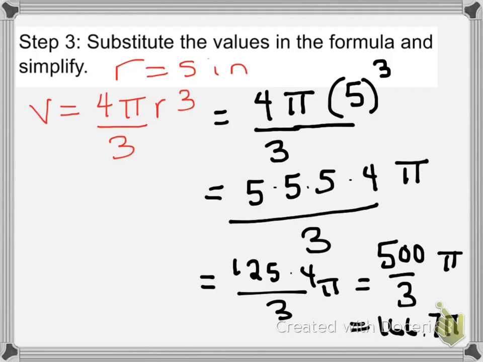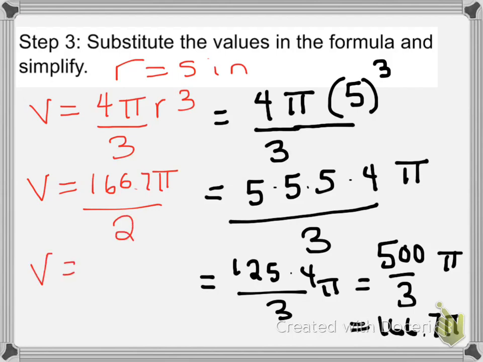But again, this formula works for a whole sphere. This is only half of it, a hemisphere. So you have to do something extra. Since it's only half of the sphere, you have to actually take half of the volume, because it holds half as much as a whole sphere. So now our answer needs to be divided by 2. And then we'll have the value of that hemisphere.